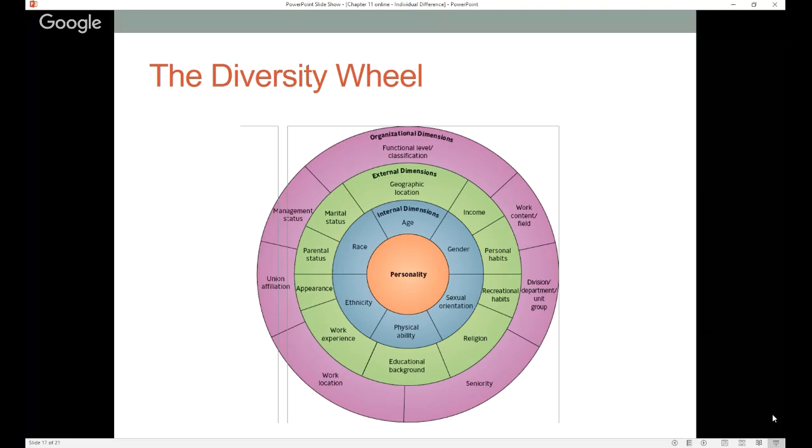What's your seniority? Where do you work? Do you work in the headquarters, or do you work at one of the remote locations? What's your status in the company? What kind of work do you do? What's your classification of functional level?